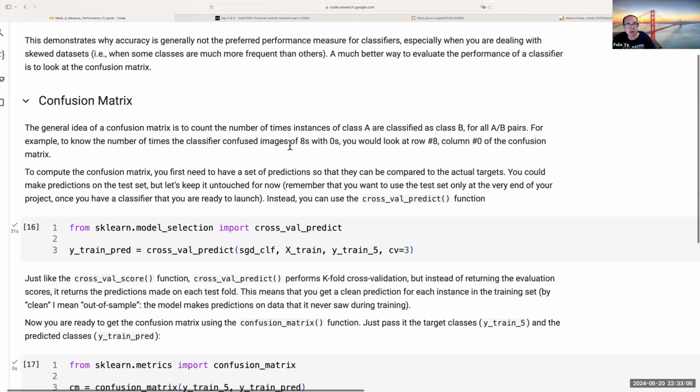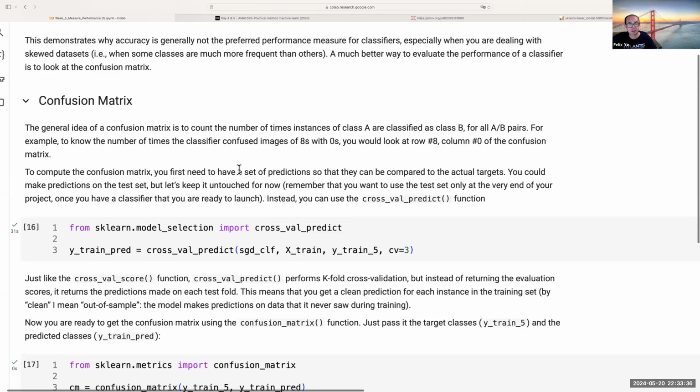Think about what we are trying to do here. We want to know the number of times this classifier confuses an image of 8 with 0. You might look at the row corresponding to 8 and the column of 0 to see how many times it actually confuses 8s and 0s. Okay, so what we're going to do is run this whole thing right here.